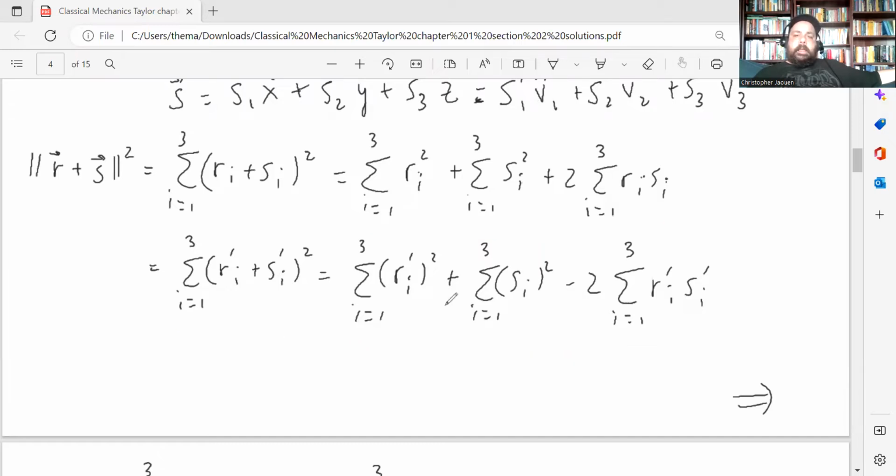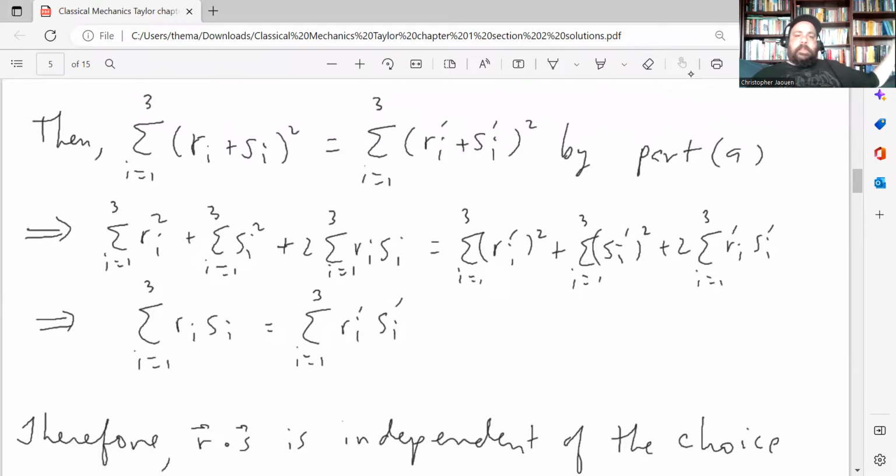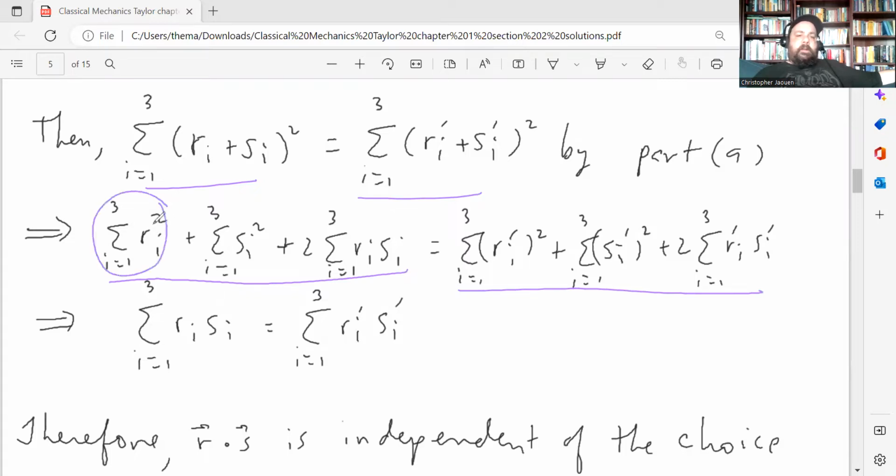And by part A, those two things should be equal, right? Because remember, in part A, we proved that the length of a vector is not dependent on the coordinate system that you choose, which means that if this is equal to this, that means that this is equal to that. And again, by part A, this is the square of the length of R. This is the square of the length of S. And so is this, and so is that. So we can actually cancel those because they're the same. And then we could divide out by 2.